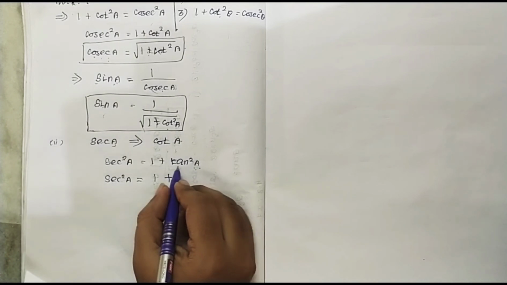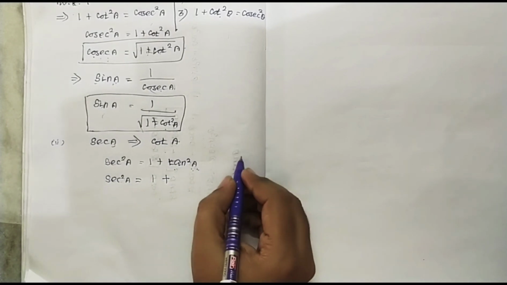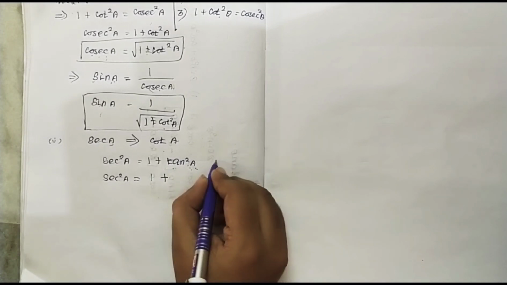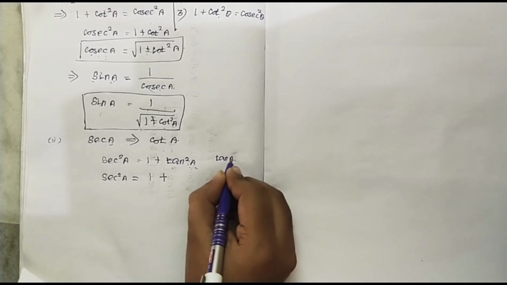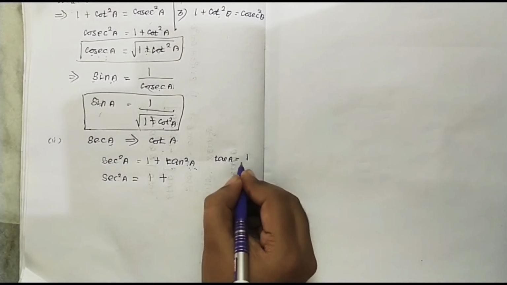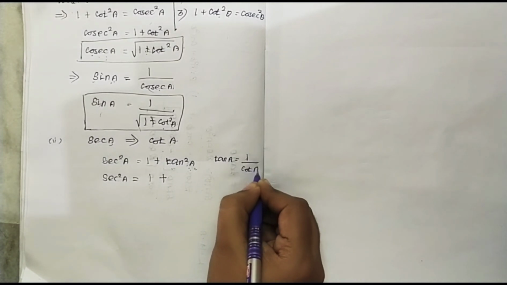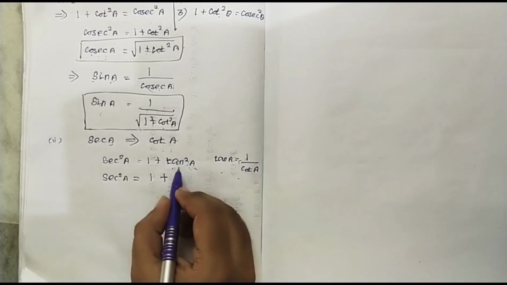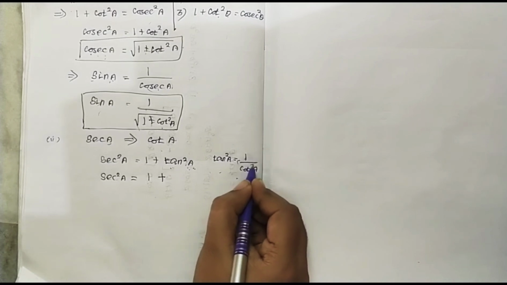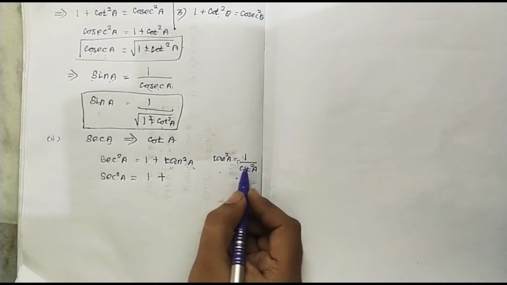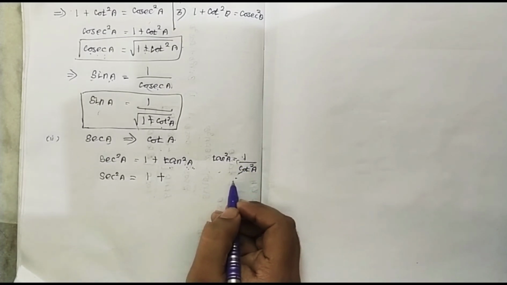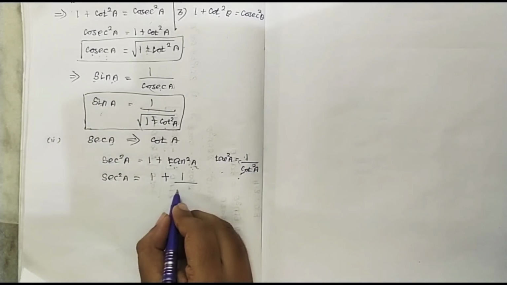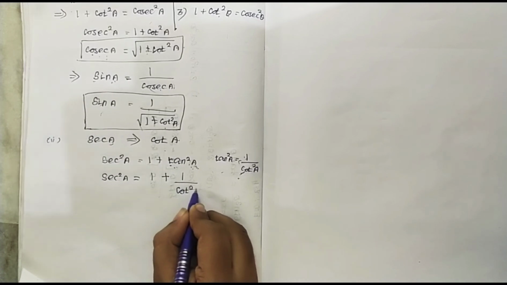Tan is the reciprocal of cot. Already I told you that shortcut method. Tan A we can write as 1 divided by cot A. Tan square A means you can just square it, so tan square A we can write as 1 divided by cot square A. So instead of tan square A we write 1 divided by cot squared A.